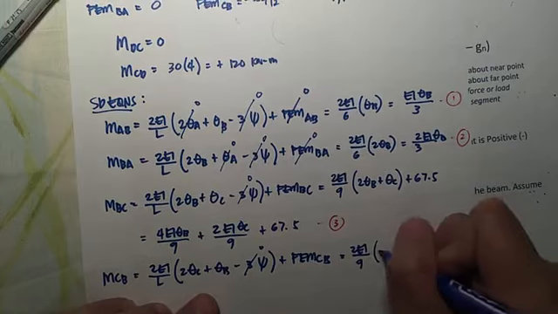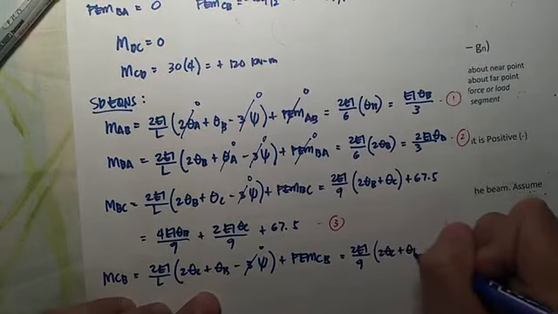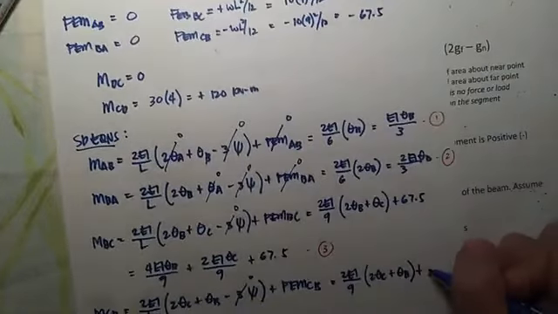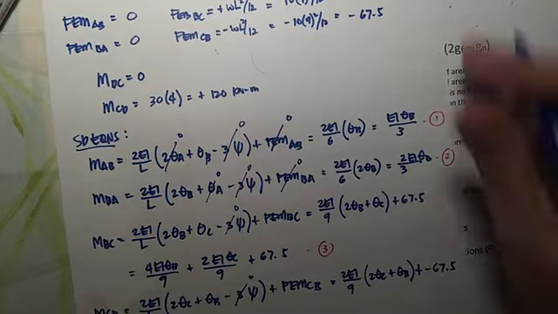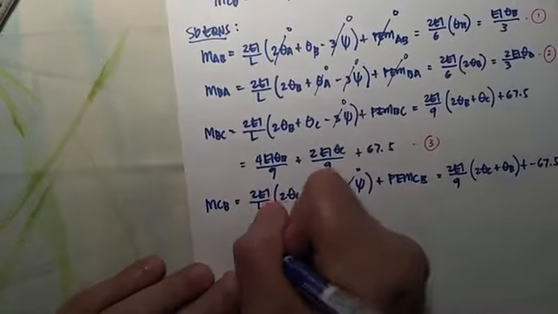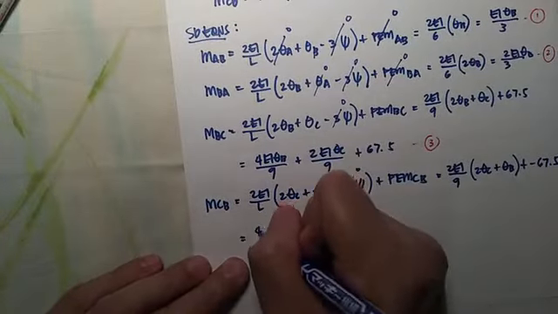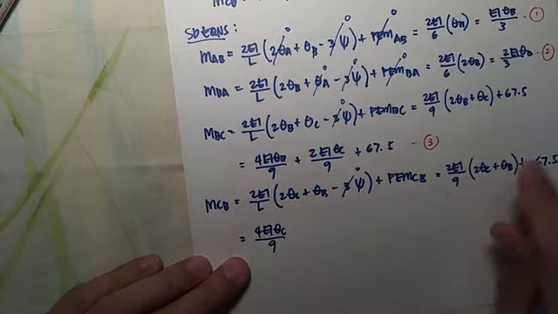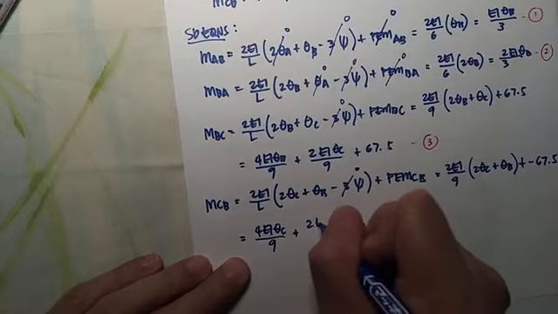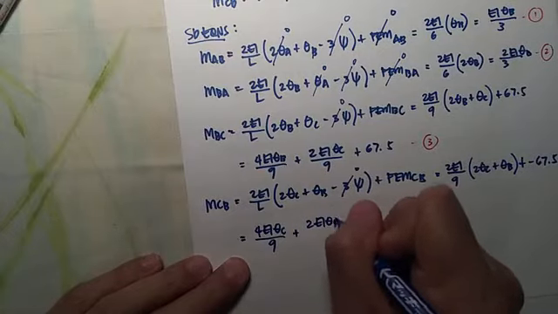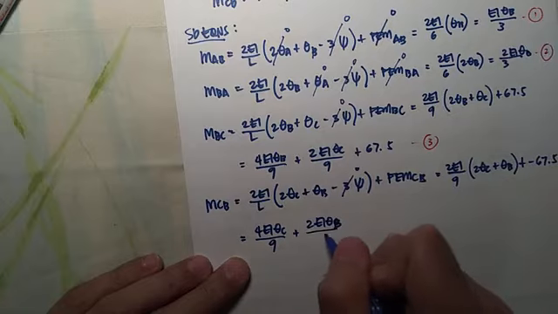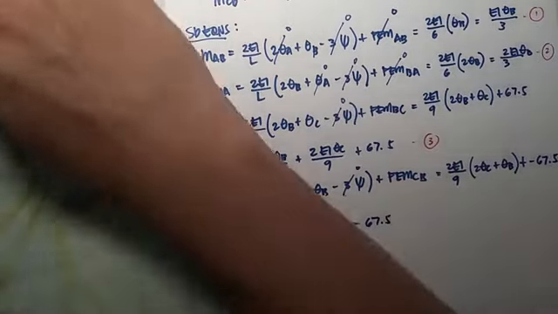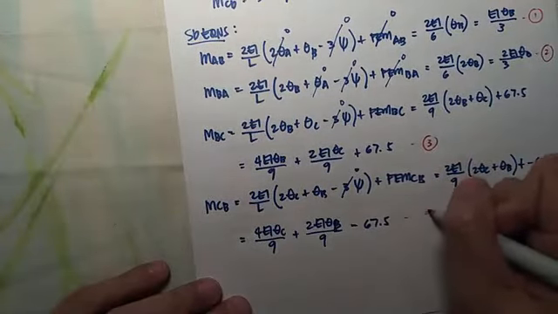Times 2 theta C plus theta B plus FEM CB, which is negative 67.5. So when simplified, this becomes 4 EI theta C over 9, at saka sa theta B naman is plus 2 EI theta B over 9 minus 67.5. So let us call it equation 4, MCB.